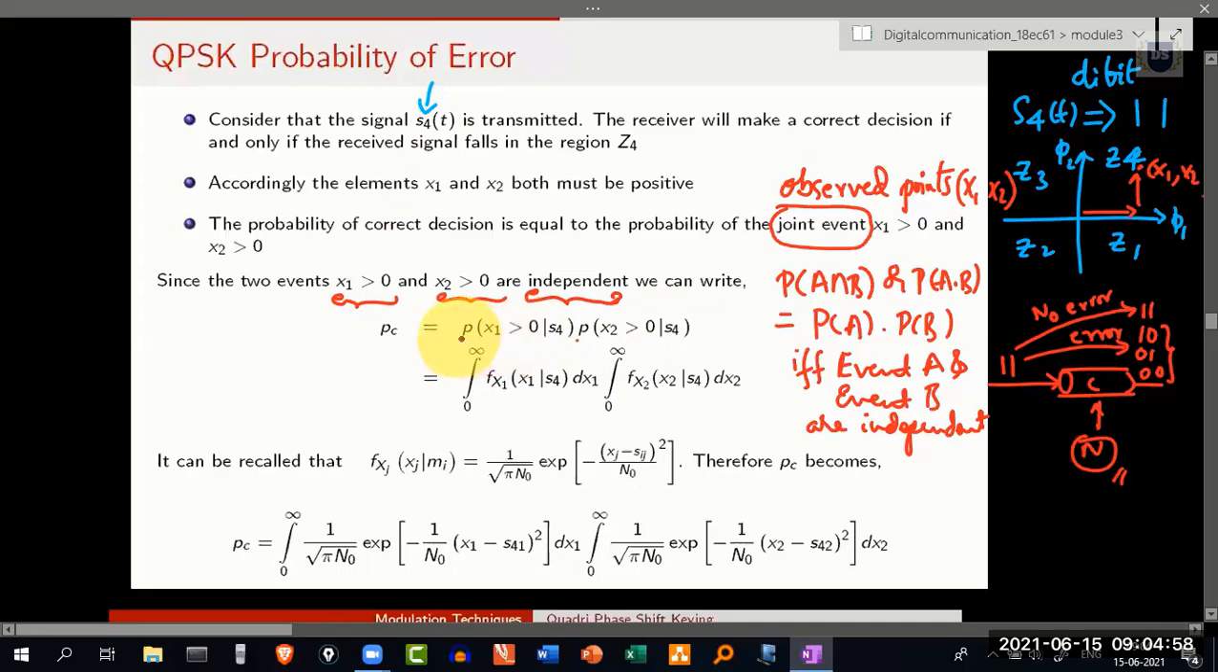So this entire equation can be rewritten in terms of the conditional PDF f of x1 given s4, and likewise for the other probability, I'll use f subscript x2 given s4, sorry, f of x2 given s4 is transmitted, dx2. And we already know this conditional PDF. We are already familiar with this conditional PDF, which follows a Gaussian distribution.